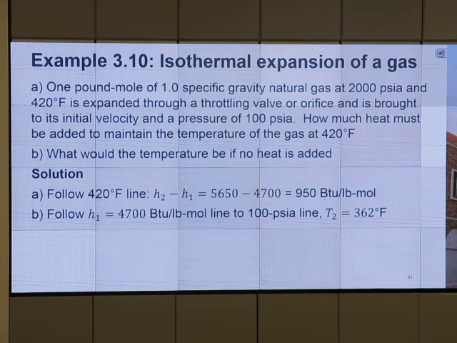This one we have another example. So basically you just use the chart. This one is 1 bar mole of 1.0 specific gravity. So you use another chart. Okay. 2000 psia and 420 F expanded through throttling valve or orifice, and it is brought to initial velocity and pressure of 100. How much heat must be added to maintain the temperature of the gas at 420? So we want to know if we go through the choke, but we don't want to have temperature drop. We want temperature to stay the same. How much heat do we need?